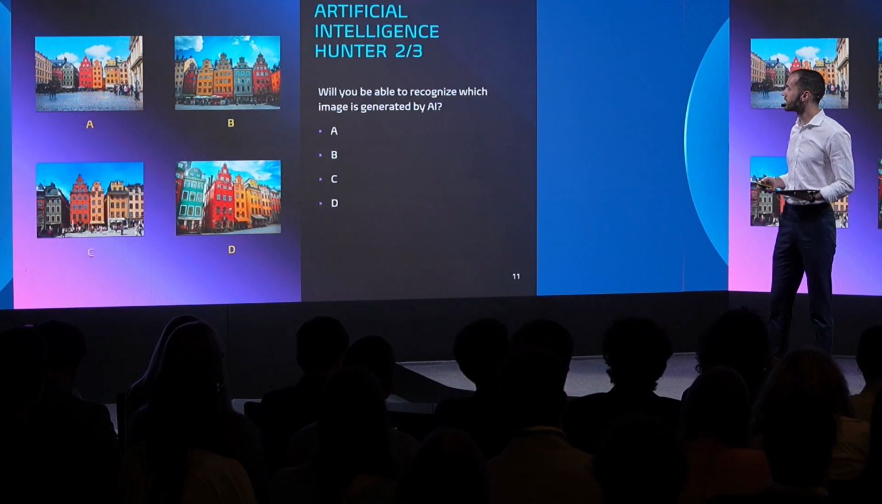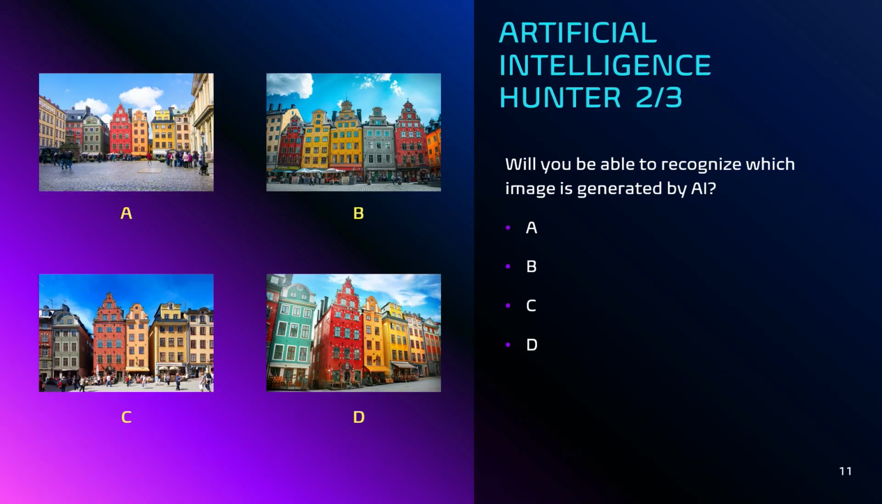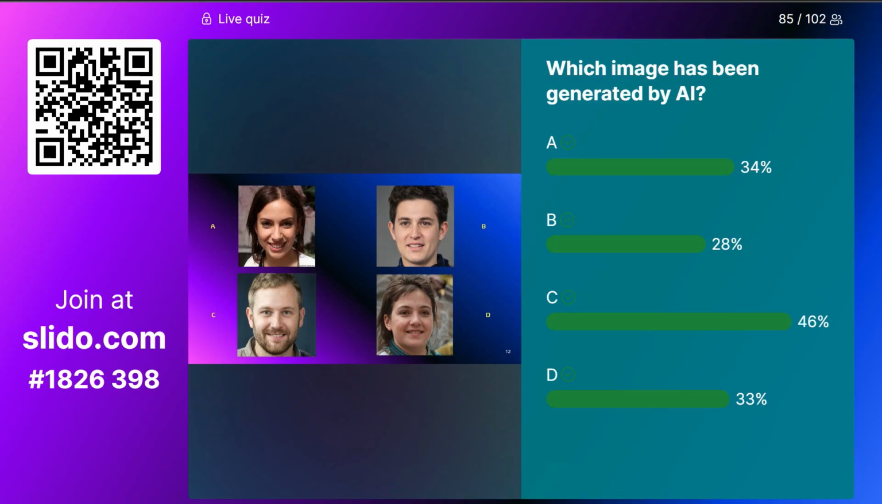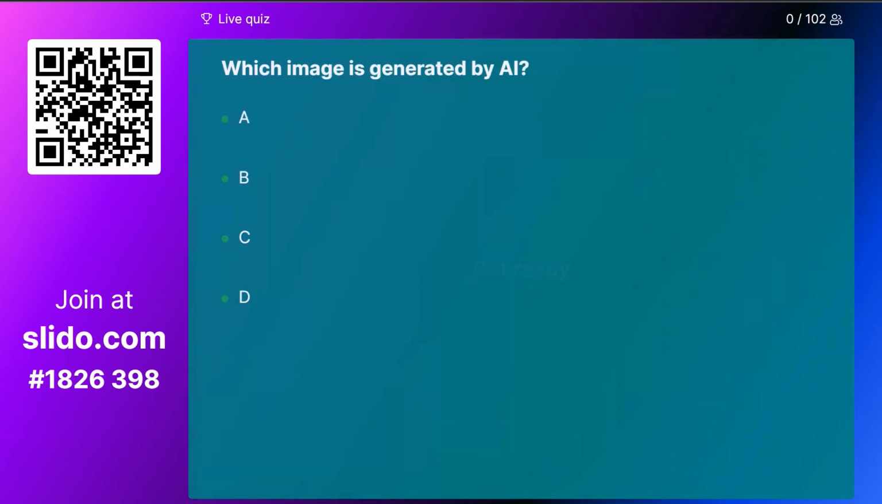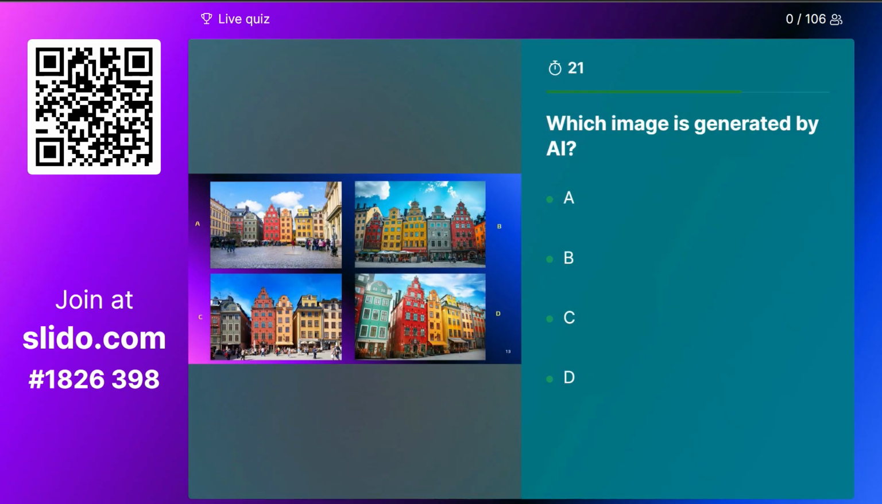So let's move on to the second cluster of images. And here again, which image has been generated by AI? Oh, sorry, you may have to join the quiz once again. My bad. Okay. Are you able? Okay. Can you see the image on your phone? Perfect.